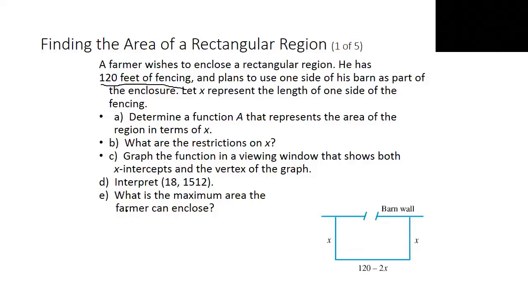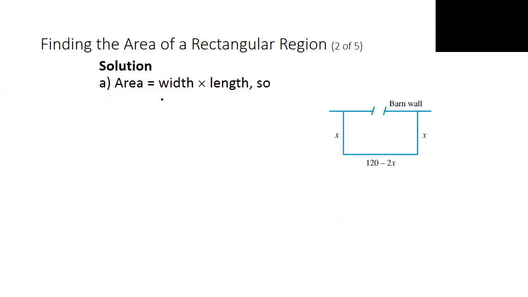For part A, determine a function A that represents the area of the region in terms of X. So let's take a look at that. Area, we all know, is equal to width times length. You can start with that formula. So in this case, A of X, area in terms of X, would be equal to the width, which is X, times the length. We already figured that is 120 minus 2X. So this would be the formula they're referring to.